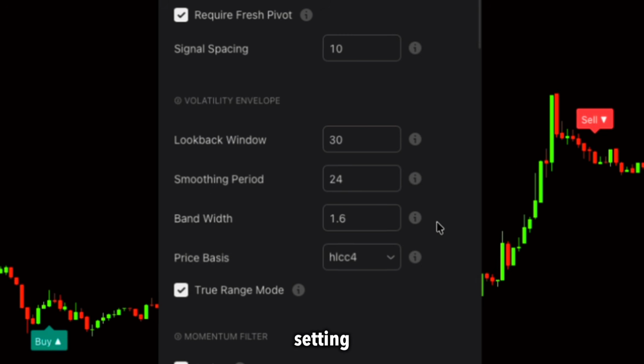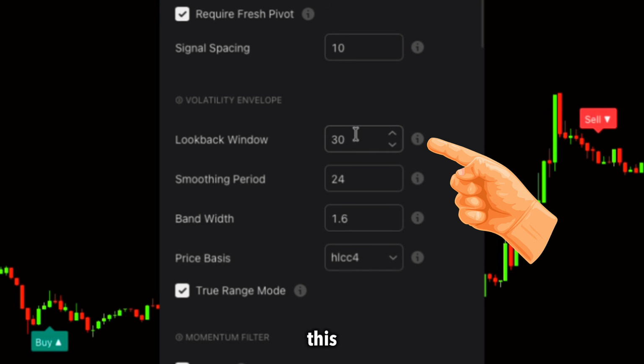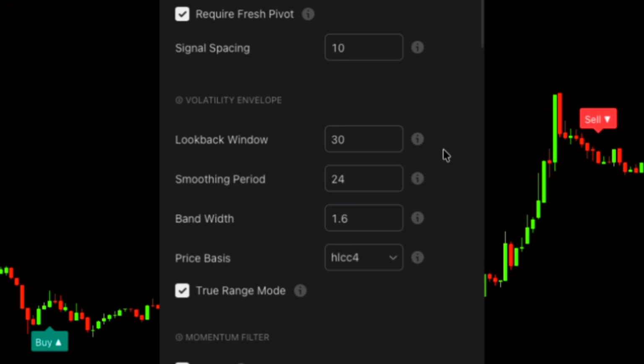The second critical setting is look-back window. This determines how many bars back the indicator scans when detecting new highs and lows. Lower values react to minor swings. Higher values only react to major structural pivots. Default is 30, which works well for most markets.